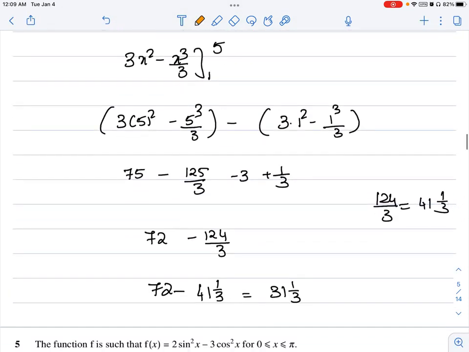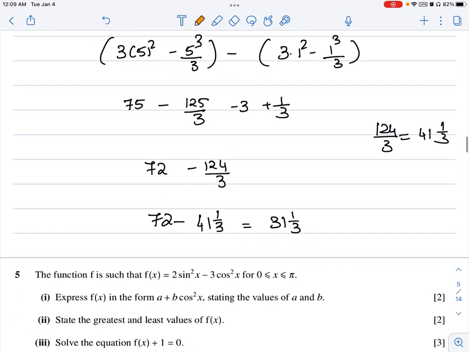So what am I going to do? This value is not 31 1 upon 3. When I simplify it, it becomes 32 upon 3. 72 minus 41 1 upon 3 is 32 upon 3.